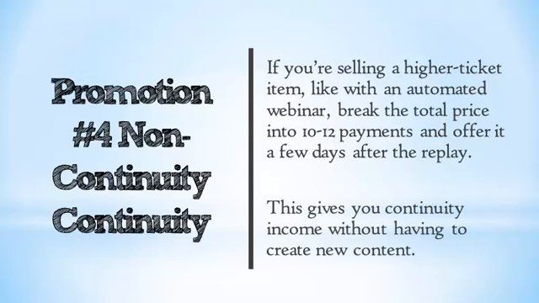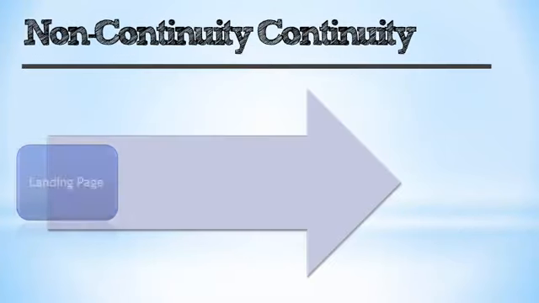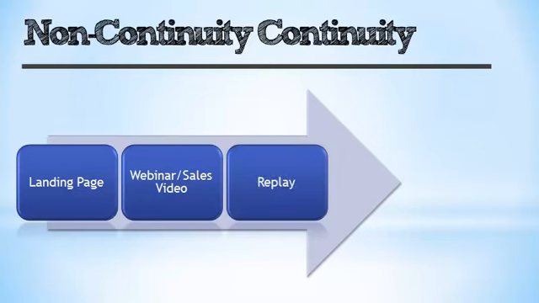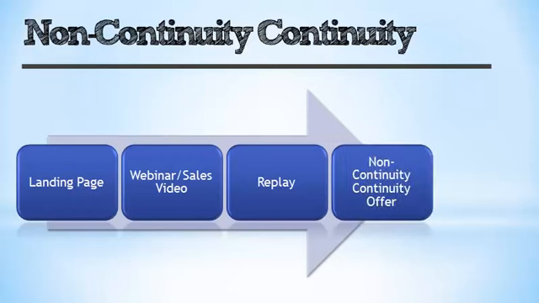Okay. Now what that does is it gives you continuity income without having to create new content. So let me show you what I mean. All right. The first thing you do is you send them an email with a link to the landing page. Then you show them your webinar or you show them your sales video. Okay. Now, some people are going to buy and some people aren't going to buy. So you show them the replay, and then some people are going to buy and some people aren't going to buy. Then after that, a few days after that, you hit them with your non-continuity continuity offer.